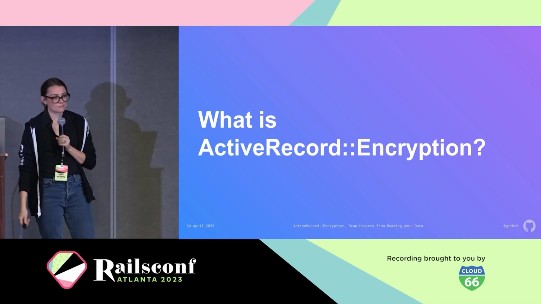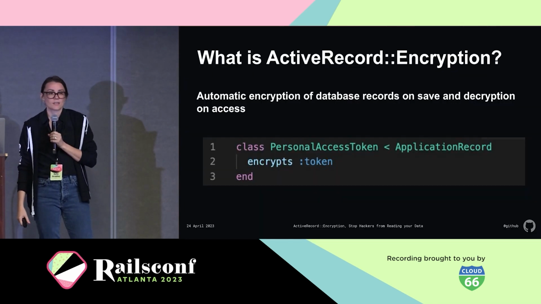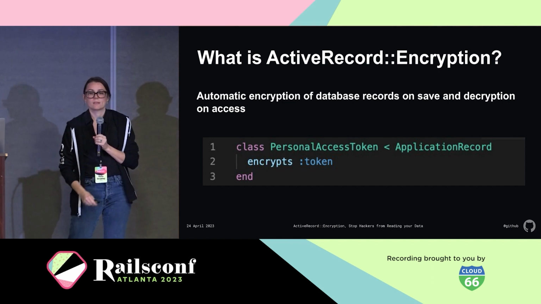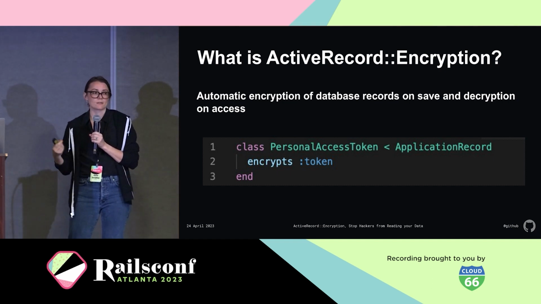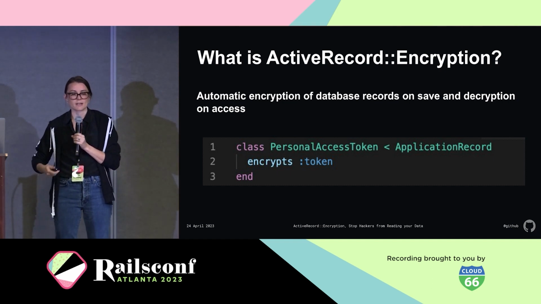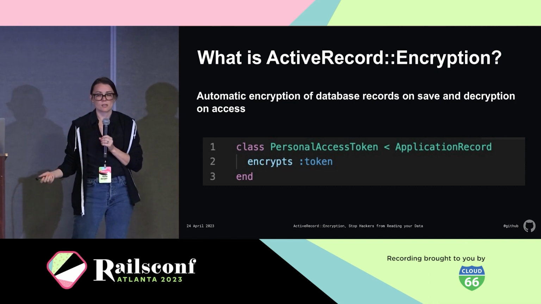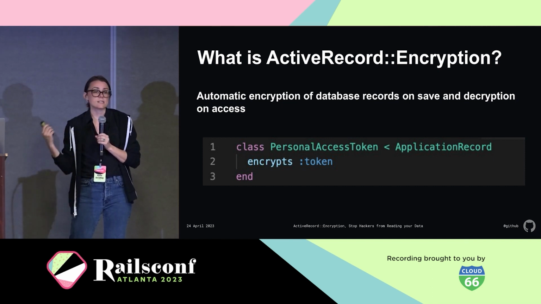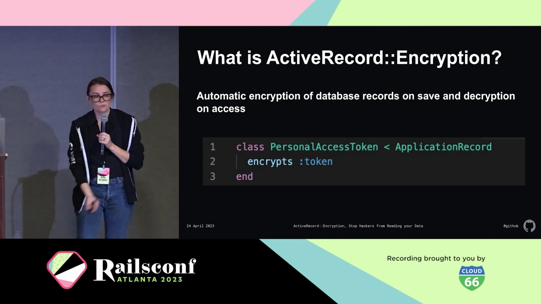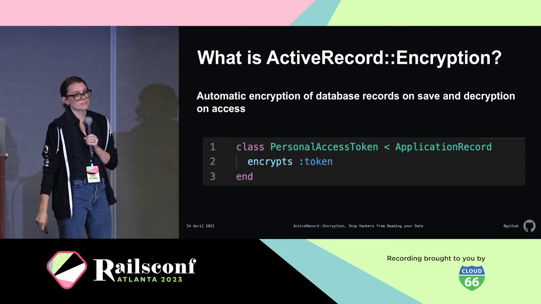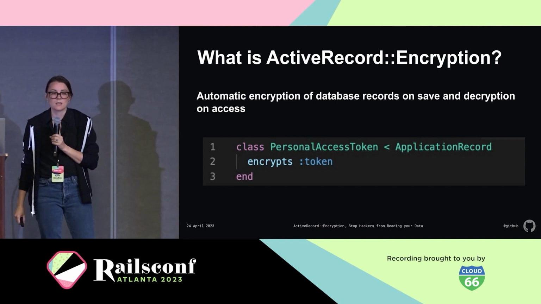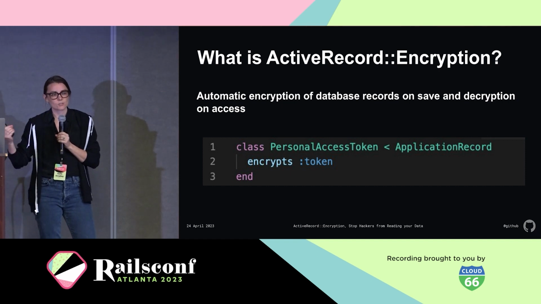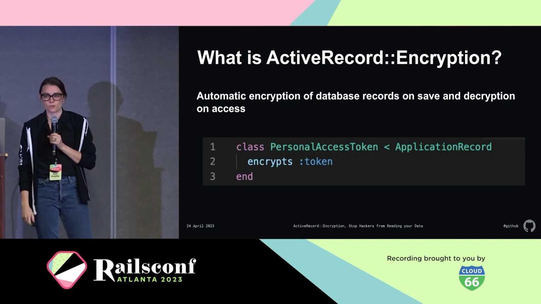So what is ActiveRecord encryption? It's a pretty classic Rails API. It's very, very easy to use, but also very opinionated. It provides encryption immediately on save and decryption on access. So here you can see we have an ActiveRecord class called PersonalAccessToken. It's using that encrypts keyword to encrypt a database column called token.